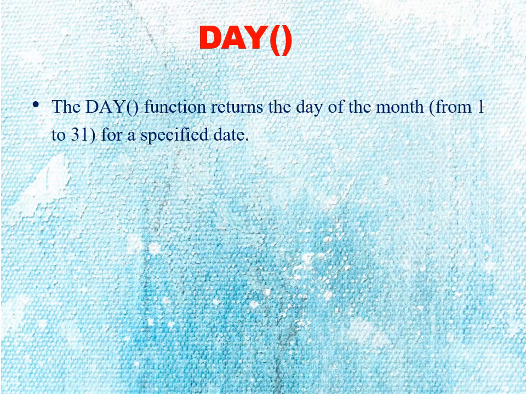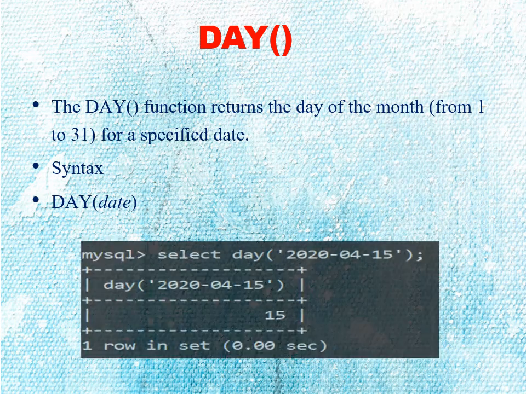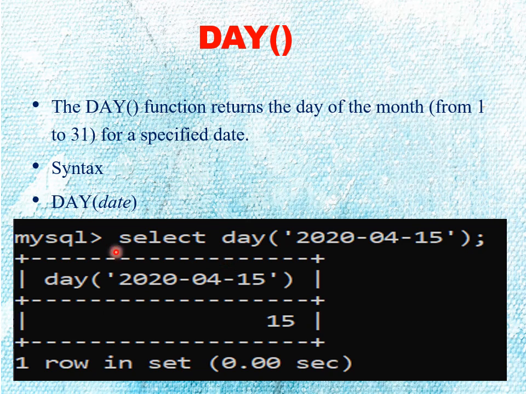Day returns the day of the month from 1 to 31, depending on the month. It can be 1 to 31, or 1 to 30, or 1 to 28 or 29. The syntax is day, then date. So when you write select day and date, it will display the day. So this is the 15th day of the month. So the output will be 15.